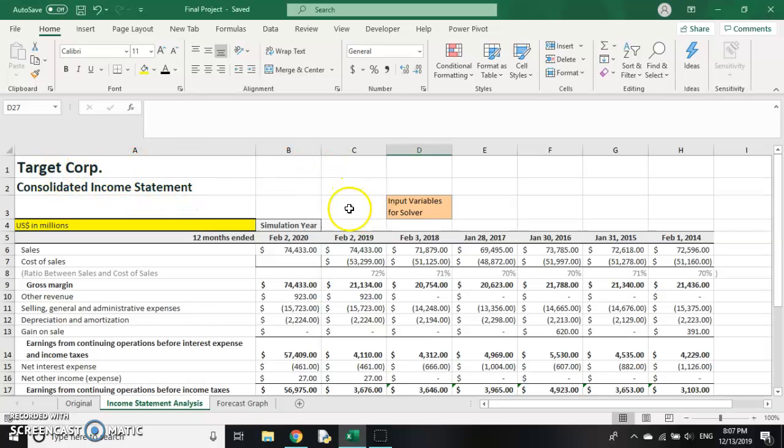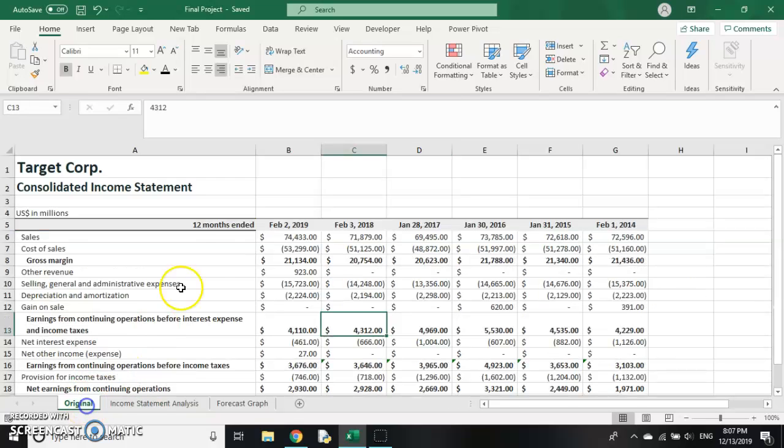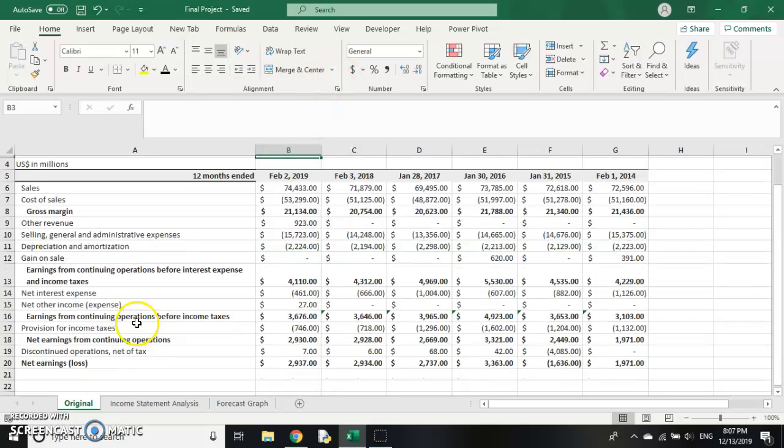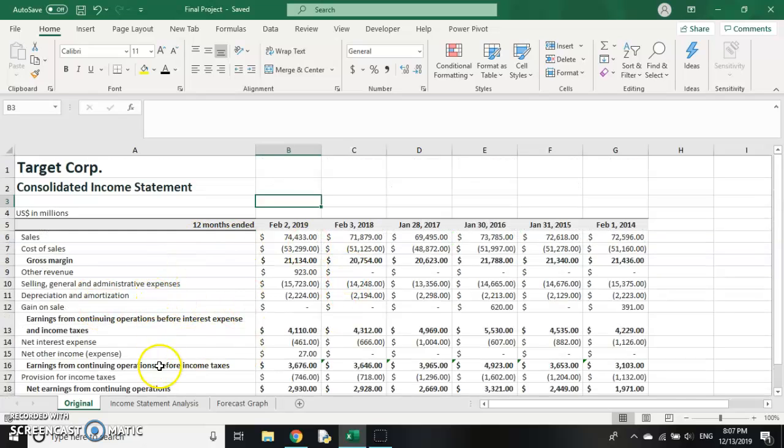Starting off, I did a little bit of research online, and I found the full income statement data from a website called Stock Analysis on Net. I extracted the data and imported it into my Excel spreadsheet. And this is the original format of the data.